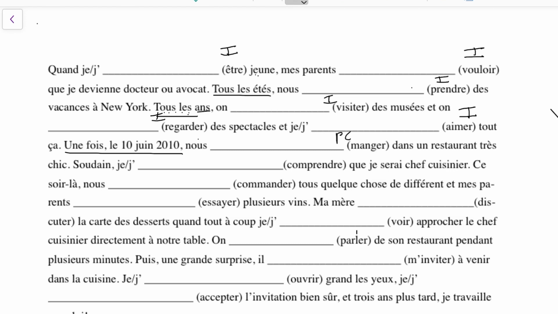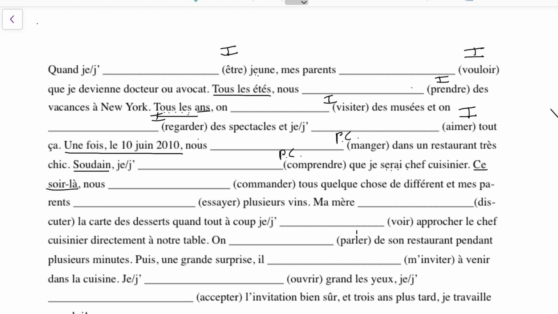I would say that probably we want to do this in passé composé. We ate in a restaurant. Start, stop, action. Soudain. Passé composé, suddenly. I understood that I will be a chef cuisinier when I'm older. Also passé composé. In this case, the comprendre means you suddenly learned it. You suddenly figured it out.